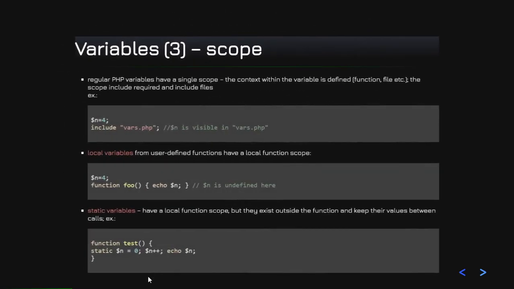Now the scope of the variable, the scope of PHP variables. Every PHP variable has a single scope, which is the context within which the variable is defined, either function or file. The scope also includes required and include files. You will see what these are, but they are similar to the include construct in C and C++, when you include another file, an external file, into the current file.